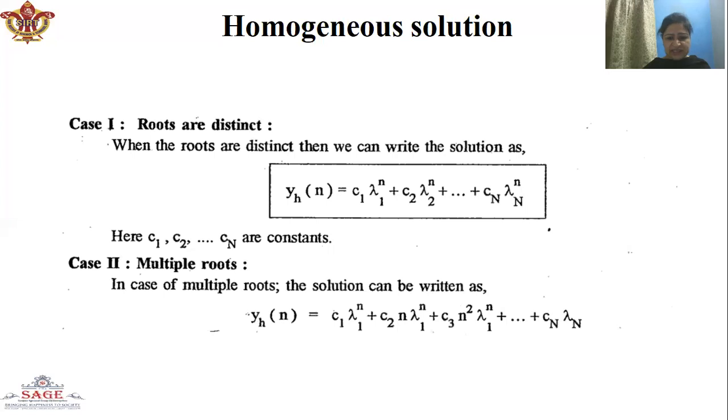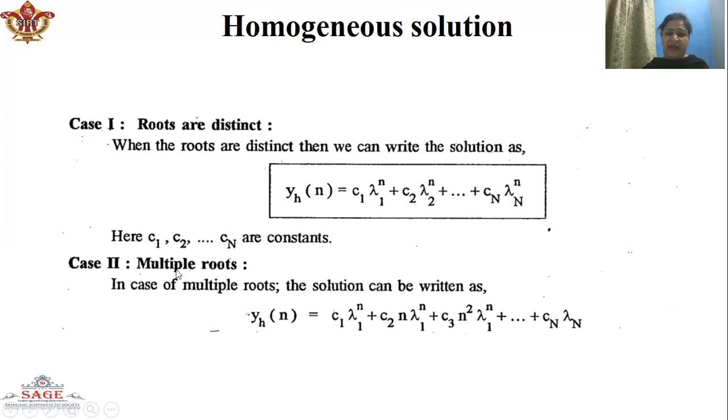When the roots are distinct, then in that case we can write the solution of the homogeneous equation as C1 lambda 1 raised to power n, C2 lambda 2 raised to power n till Cn lambda N raised to power n, where C1, C2 till Cn will be constants, which can be found out later in the equation.